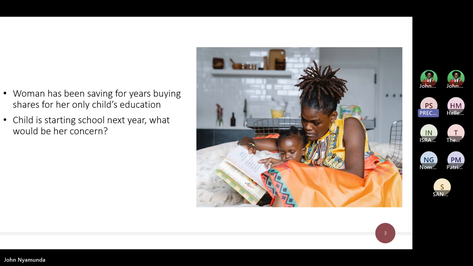Yes, Precious. I think one of her concerns will be the price of the shares, whether she'll be selling at a profit or loss, depending on the market performance. Okay, price of the shares. I'll put in the chat, price of the shares. That's Precious. So we are waiting for Patricia, Norma, and Sandile. Norma is writing, Patricia is writing, Sandile is thinking.